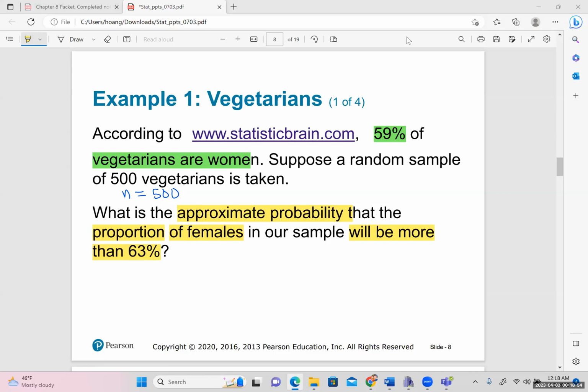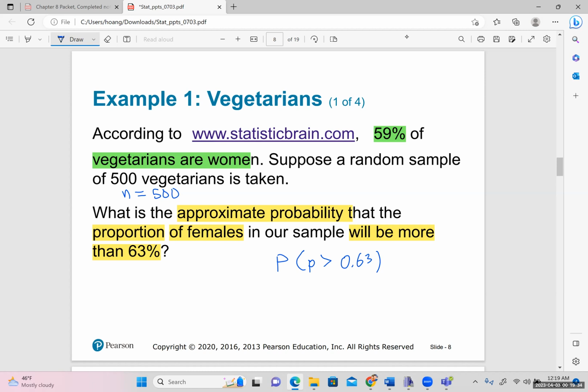So in this case, we are looking for the probability of the sample proportion p-hat being greater than 0.63, or something like that, right? So we want to find that in these examples.